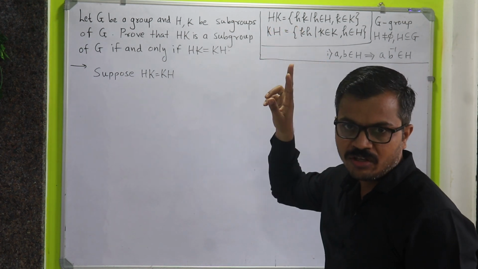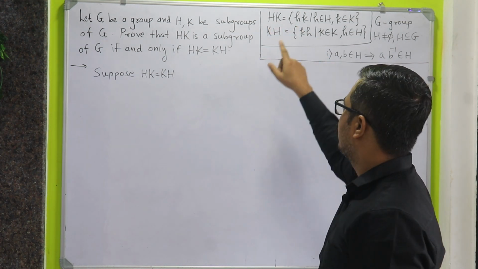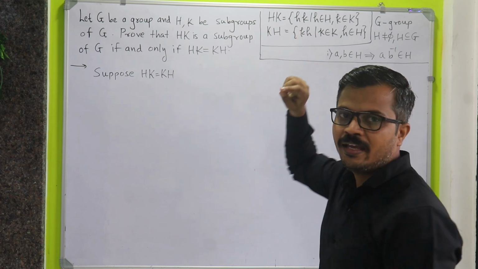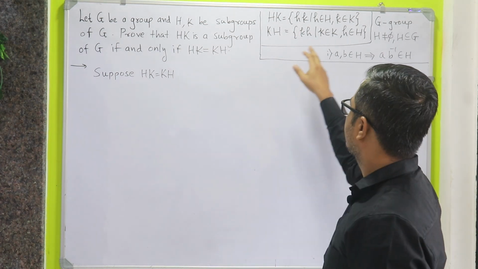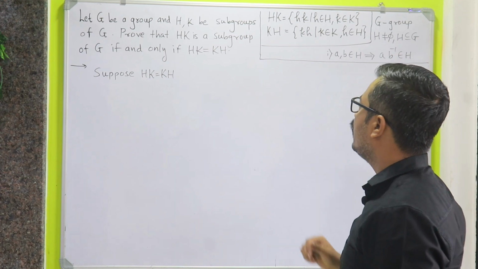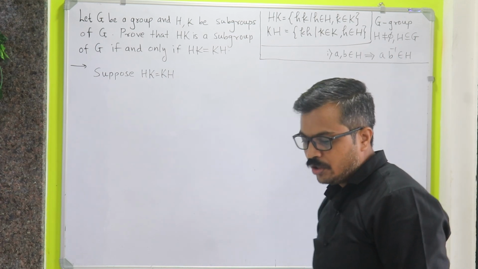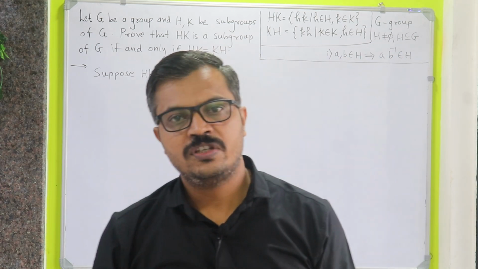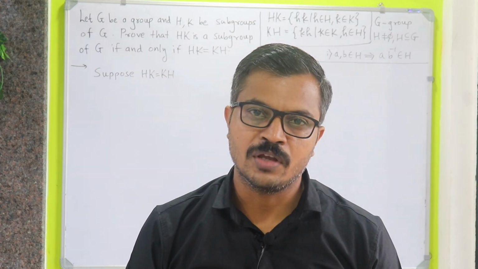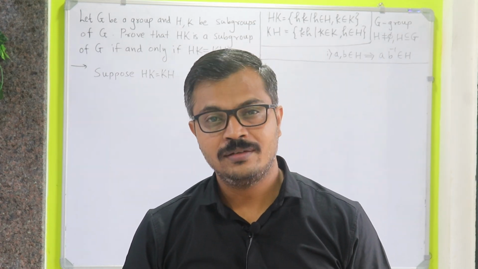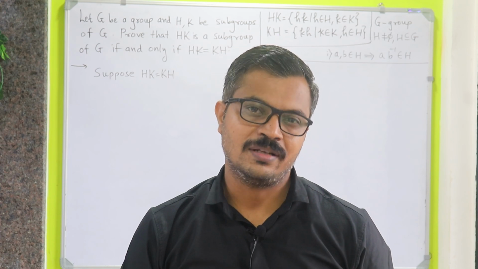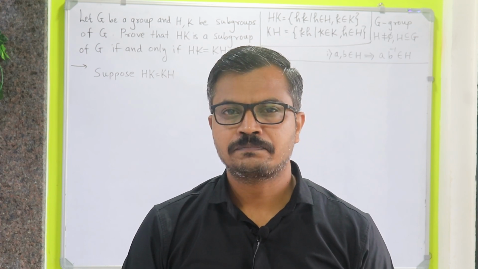Similarly, we have KH. Now in KH, first of all, we'll have an element of K and then an element of H, where k is from K and h is from H. Now in order to prove HK is actually a subgroup, we are going to take the help of the one step subgroup test. So what does it say?